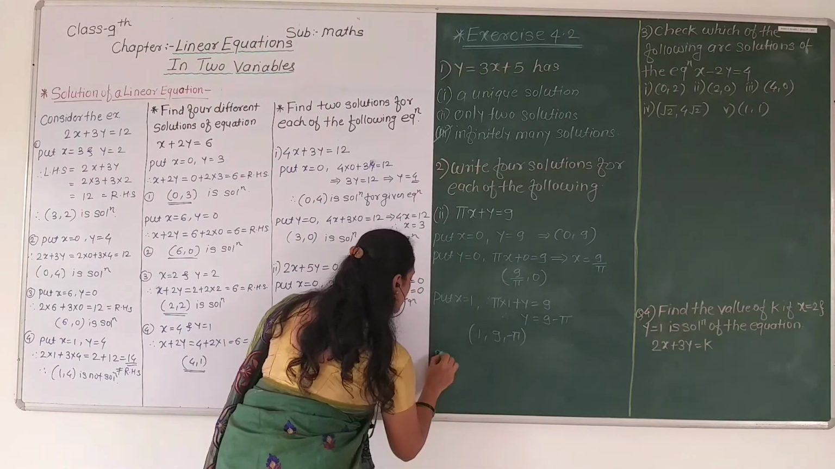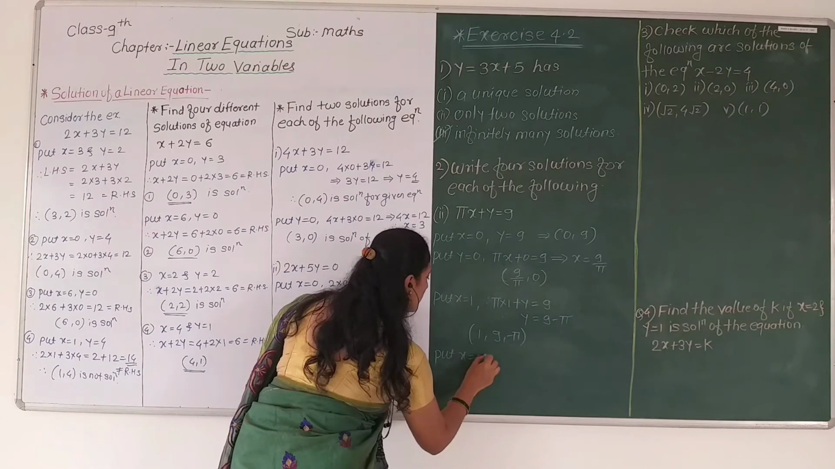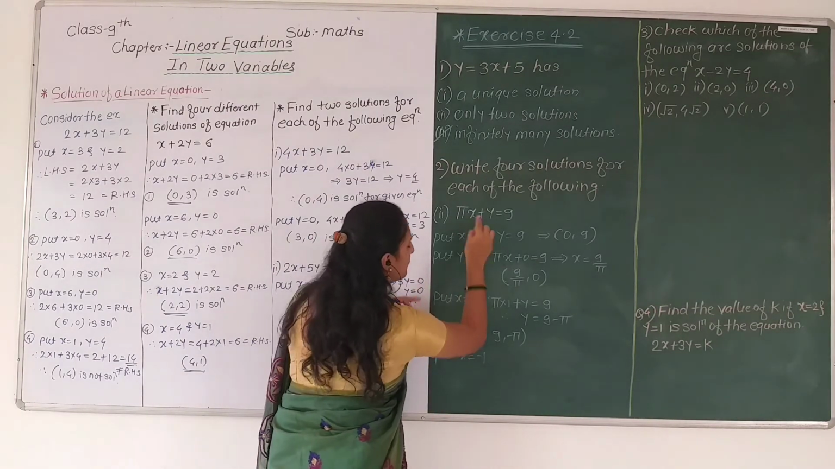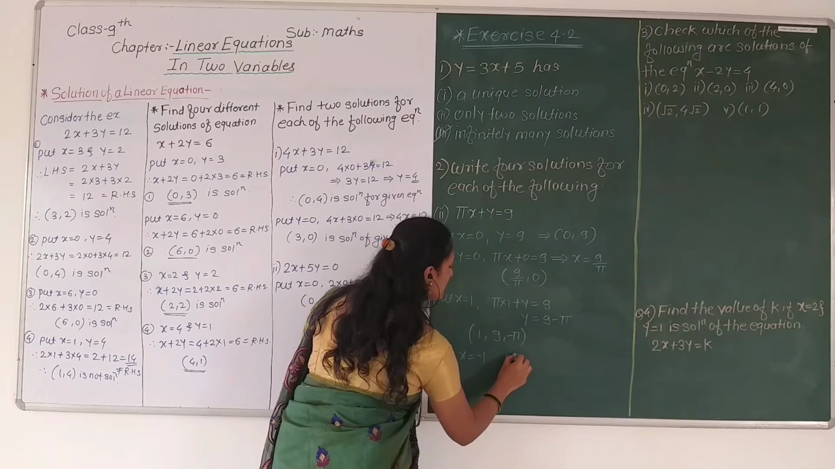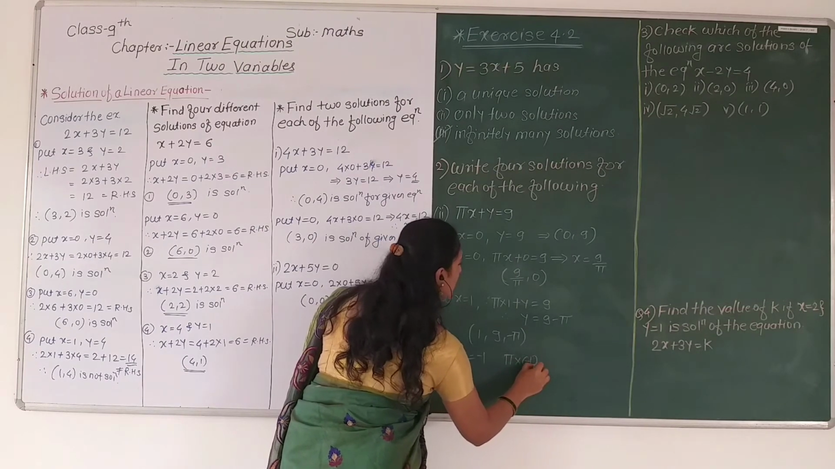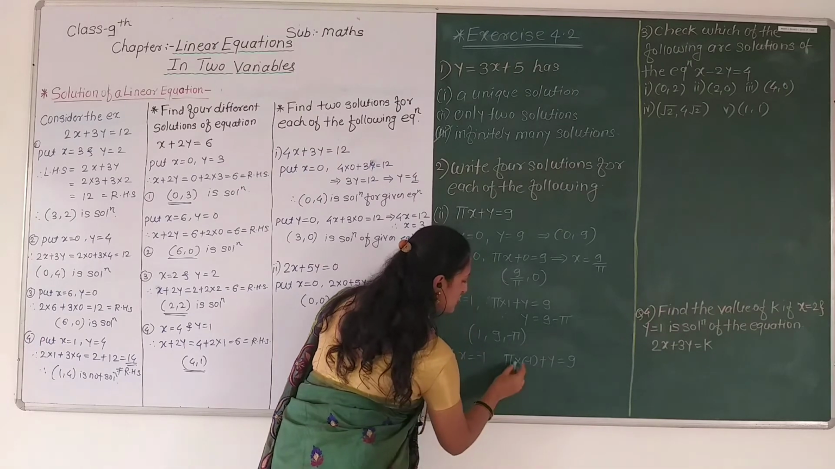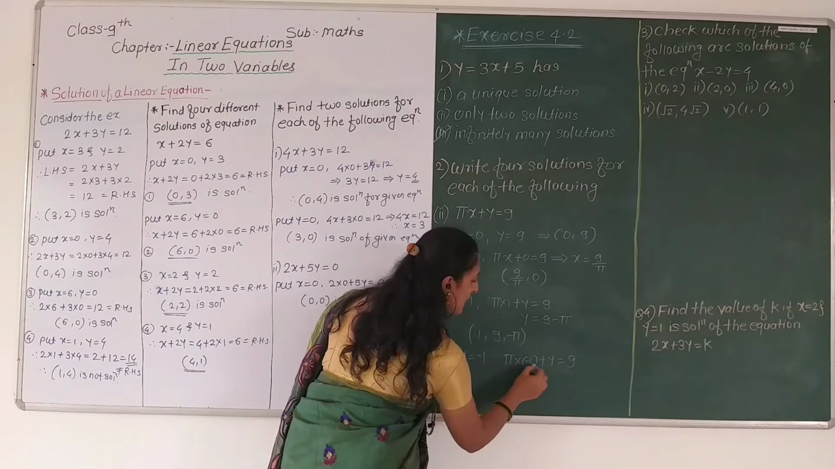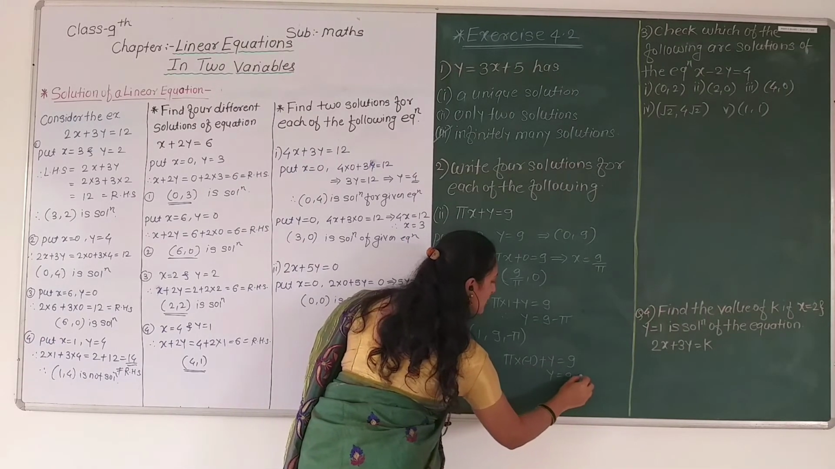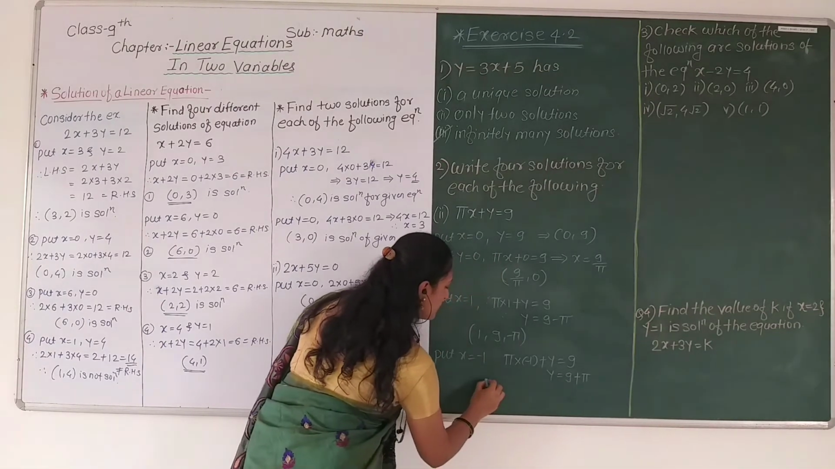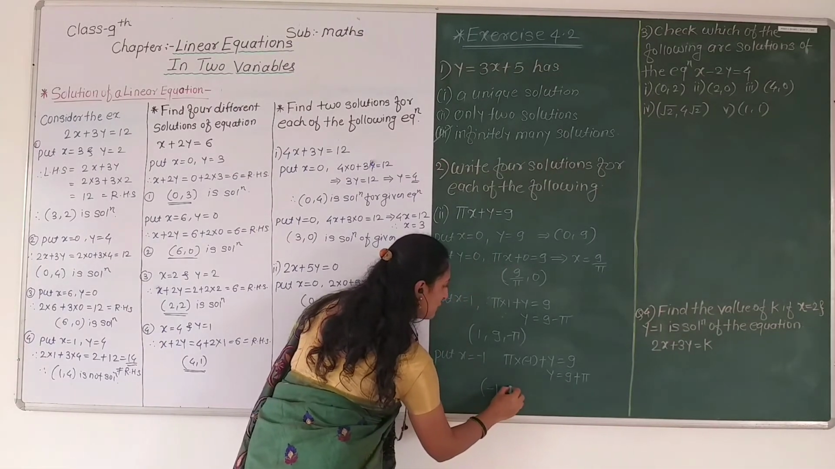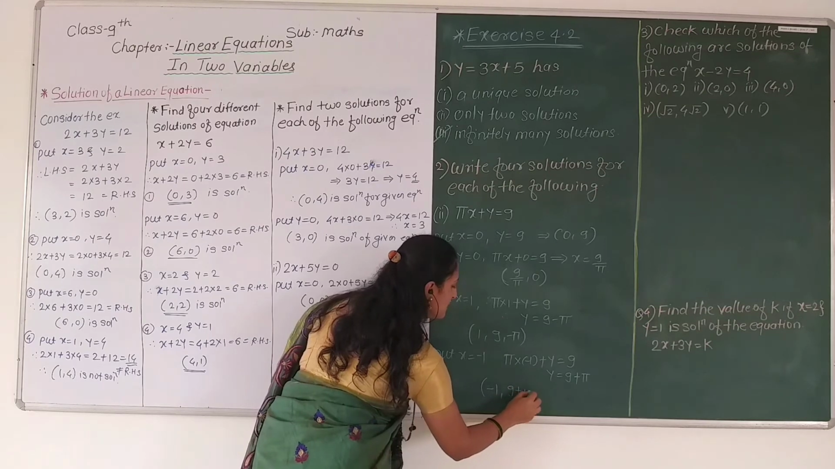Like this. Now if I substitute x is equal to negative 1 in the same equation, pi into negative 1 plus y is equal to 9. So pi into negative 1, that is negative pi. So the value of y is what? 9 plus pi. So one more solution is x is negative 1 and y is 9 plus pi.